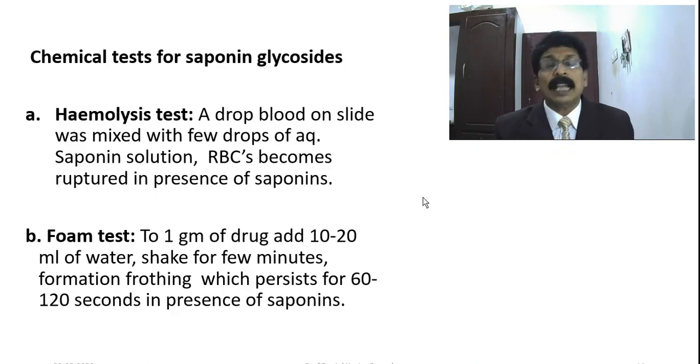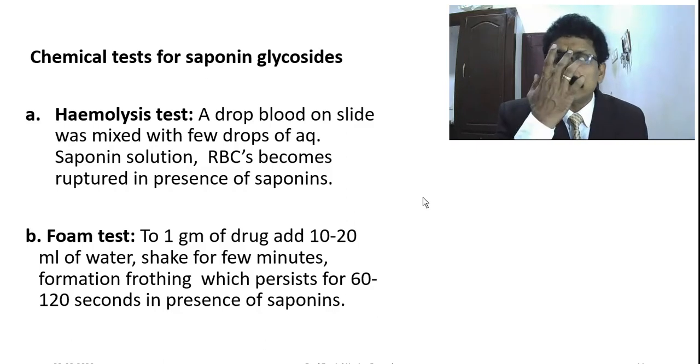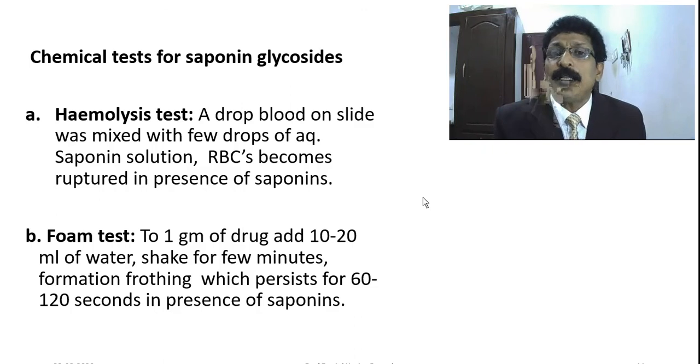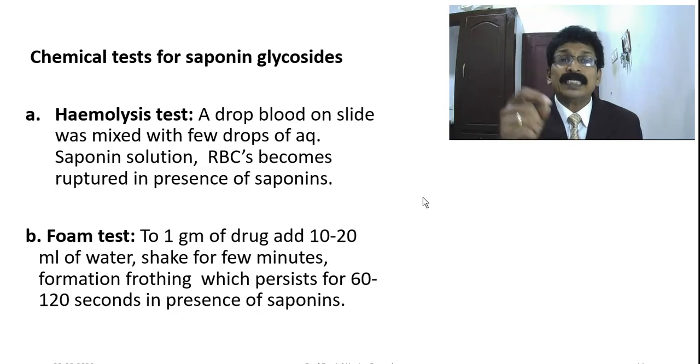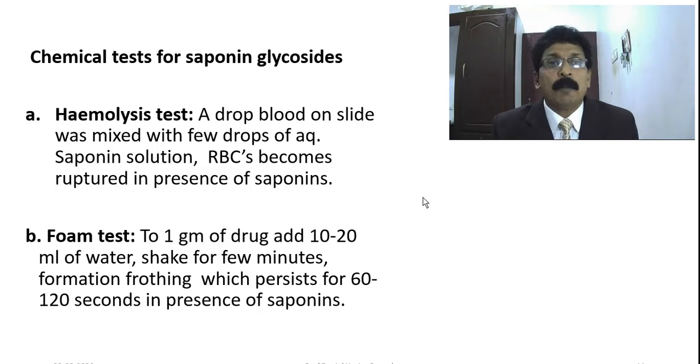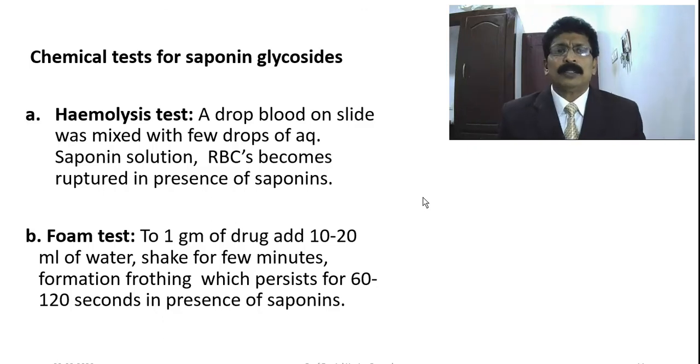And now we can see the chemical tests for saponin glycosides. As I told in the beginning in the explanation itself, hemolysis test: a drop of blood on a slide is kept and mixed with a drop of aqueous saponin solution. What will happen? The RBC becomes ruptured in the presence of saponins. So this is a simple test which can be done for a saponin glycoside.